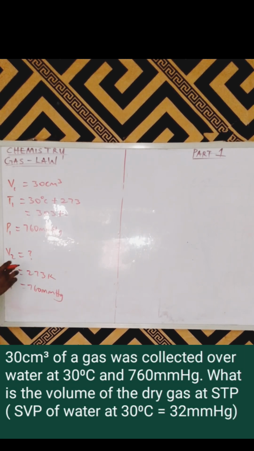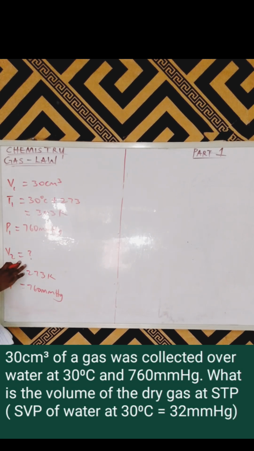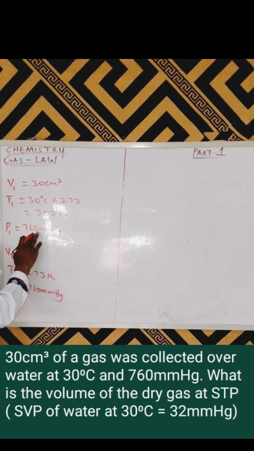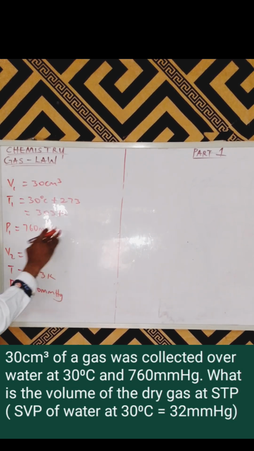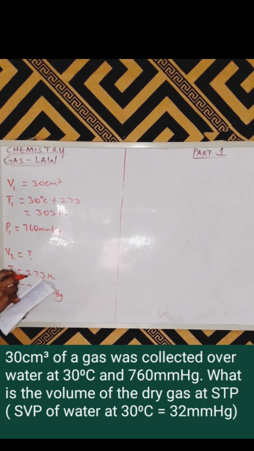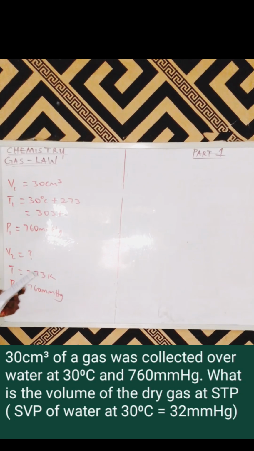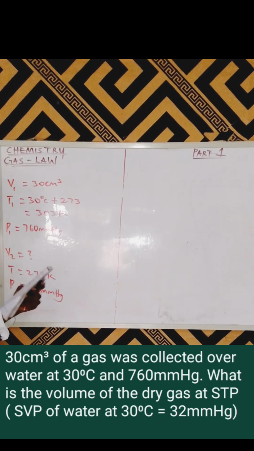Now they want us to calculate the volume of the dry gas, and what is given to us is the pressure of the gas that is collected over water. If a gas is collected over water, it's not going to be dry, it's going to contain some water vapor. You understand. So to calculate the true pressure, the first pressure minus the saturated vapor pressure of water gives me P1. Now listen, they said that 30 centimeter cube of a gas was collected over water at 30 degrees Celsius and 760 millimeter mercury. What is the volume of the dry gas at STP?